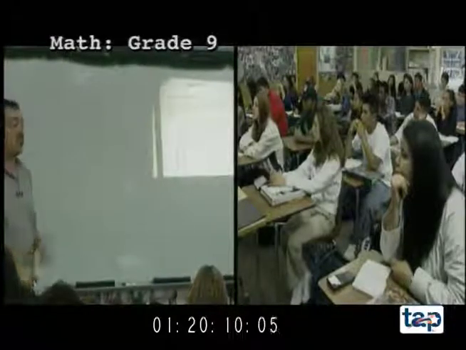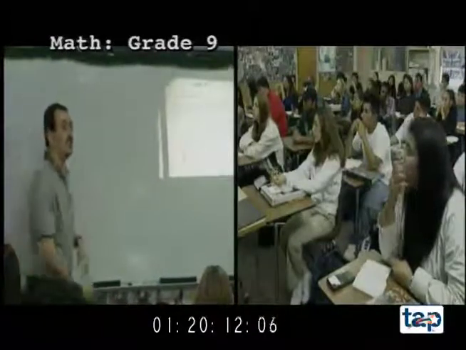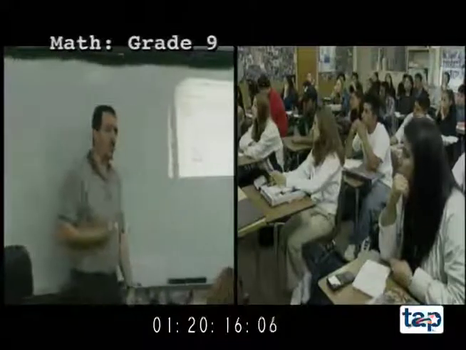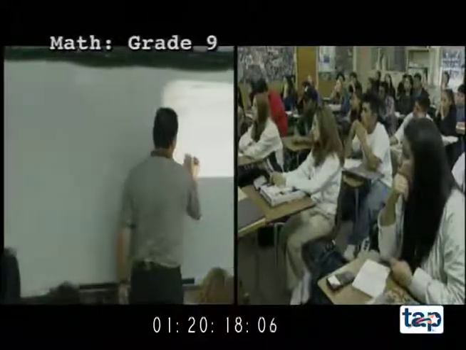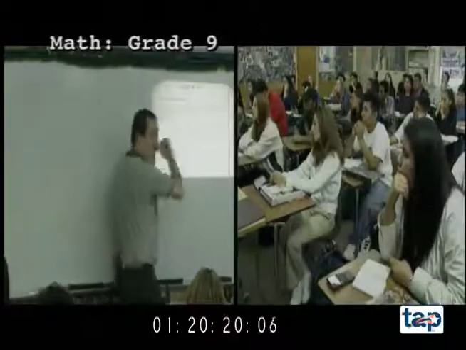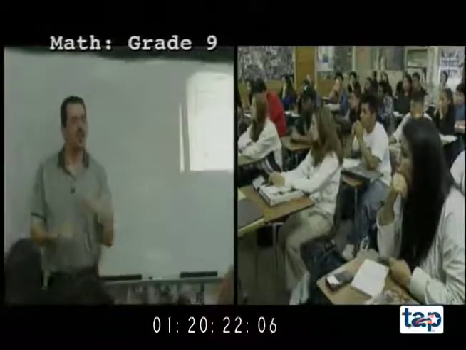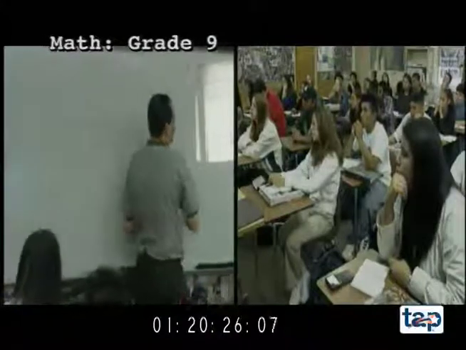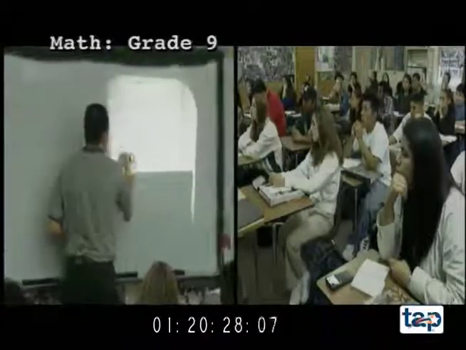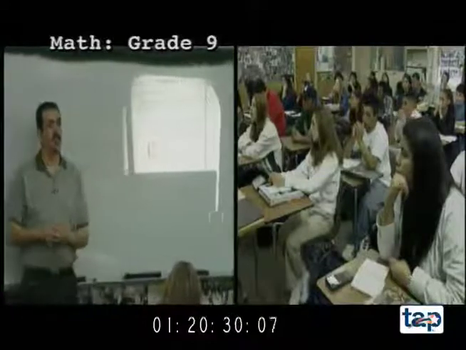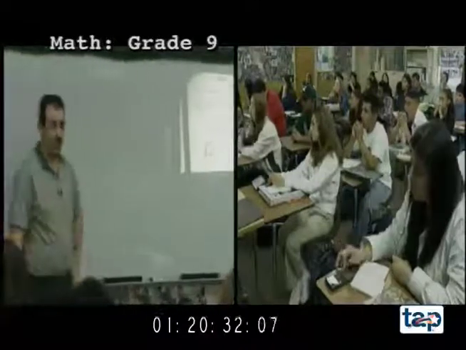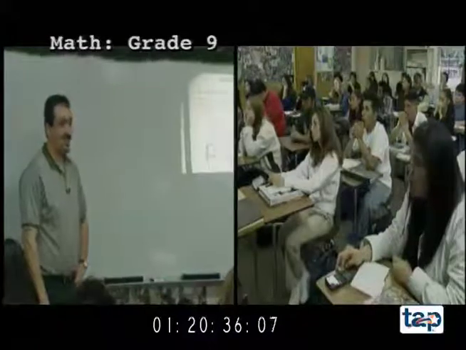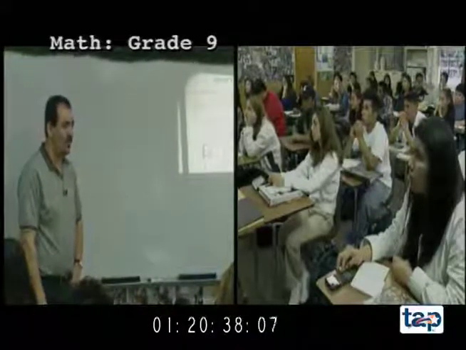What is the area of that red square? 49. So therefore, how much is each side? 7. Okay. So if all of these are 7, now give me the answer. What's the perimeter of the big rectangle? Is it 70? 14 times. 28. 42? 28? 70? 70. Sorry to say, but a couple of you are wrong.